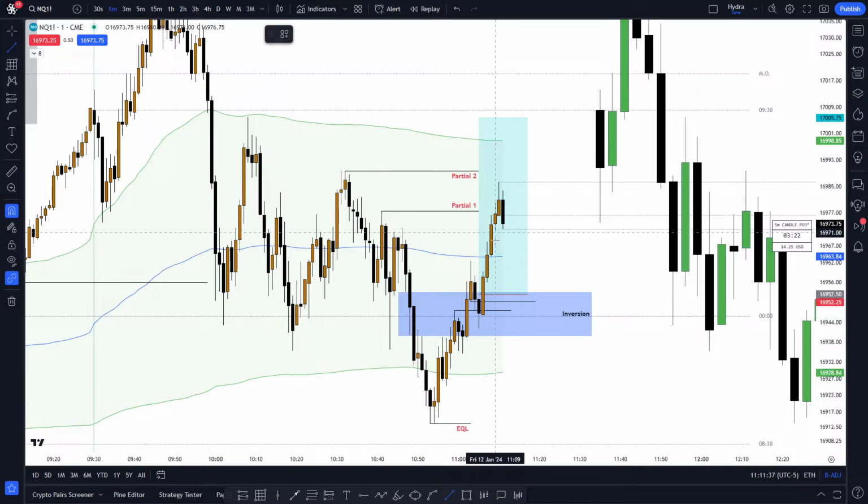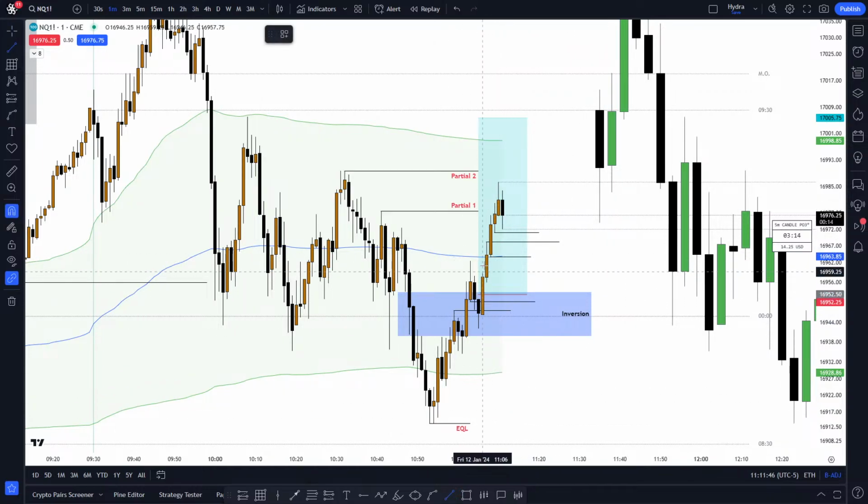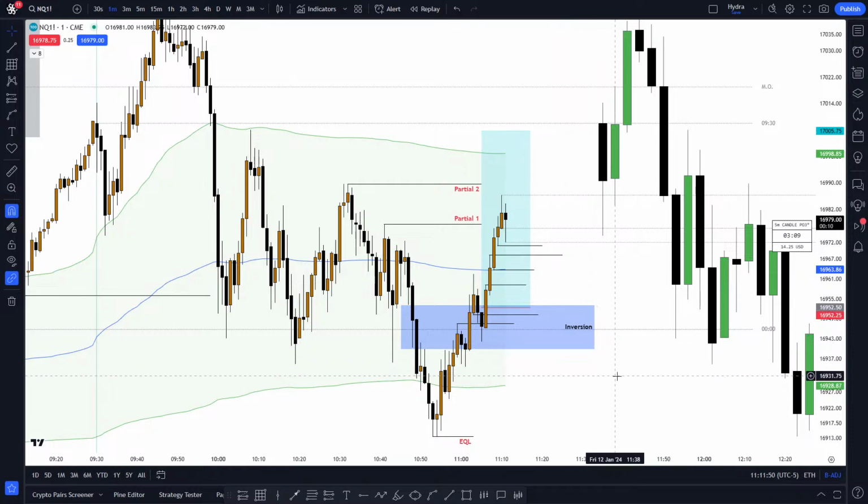So we got 3 PDAs. If that fails, we are going lower, folks. 1, 2, and the third one is an order block. So we still have room for price to go higher.